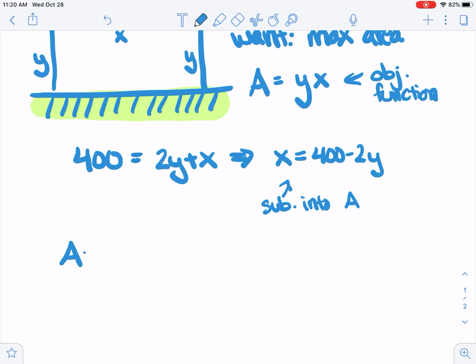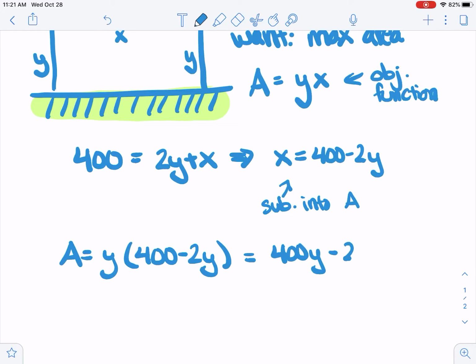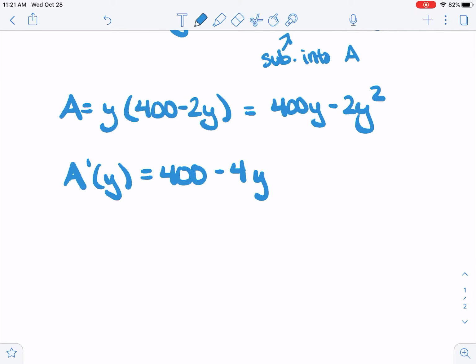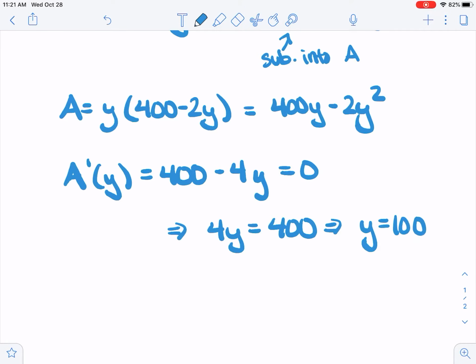So we will get A equals y times 400 minus 2y. Now that's a function of one variable. That's something that we can work with. That's 400y minus 2y squared. At this point, this is just a problem out of section 4.1 in our textbook. We're just going to take the derivative, 400 minus 4y. We're going to set that equal to 0 and get 4y equals 400, or y should be 100.